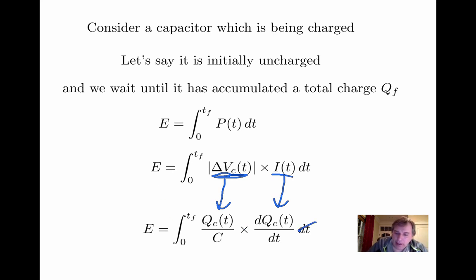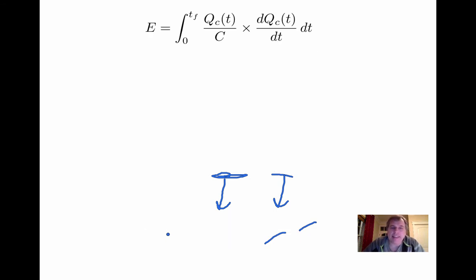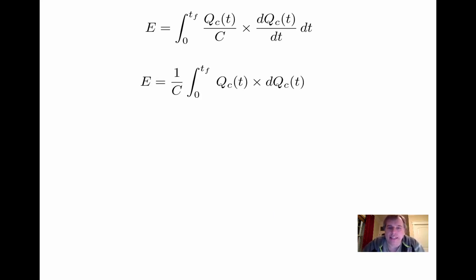Notice the dt here, I can cancel them out. So that drops out. The capacitance is a constant, right? It's not a function of time, so I can move it outside of the integration. So I get this. I just rewrote the equation here, and then I get this. Again, what I did was to cancel the dt and to move the 1 over C outside.